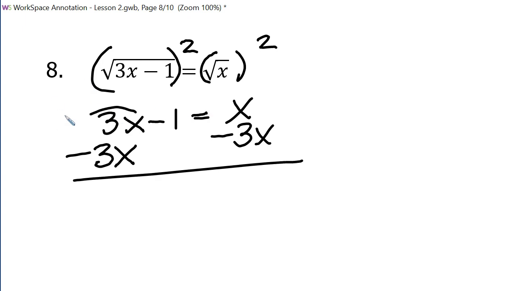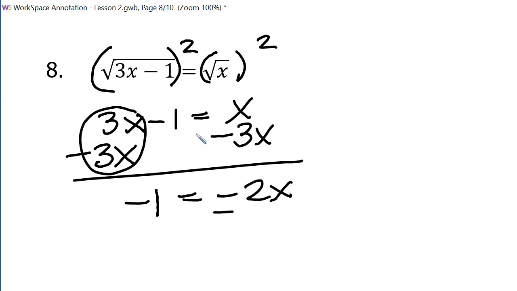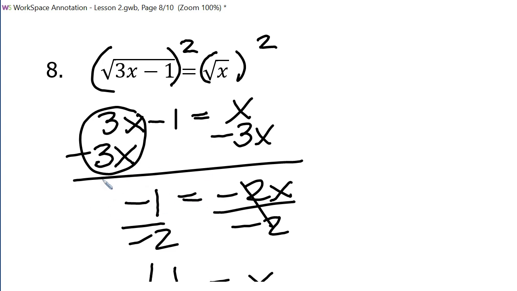So there's a 0 pair. Bring down your negative 1. What is 1x minus 3x? Negative 2x. Divide both sides by negative 2. And a negative divided by a negative becomes positive 1/2. You can leave it as a fraction or a decimal. But go back and check your work.